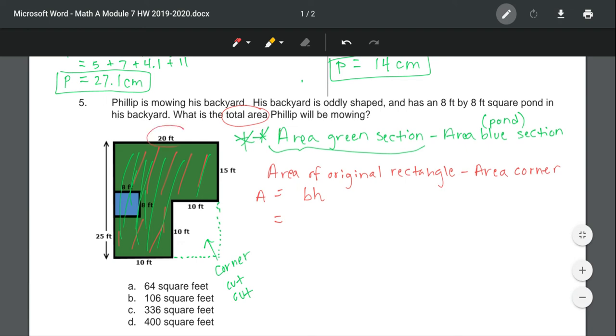So the original rectangle was 20 by 25. This arrow indicates that the whole length is 25. So 20 times 25, which would be 500.